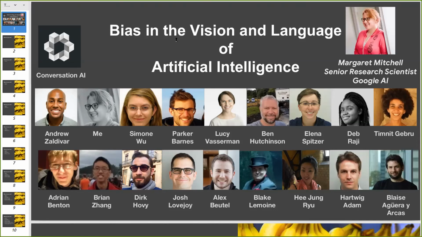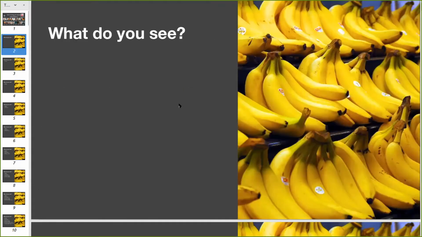So let's get started. Today's lecture is another guest lecture, with Margaret Mitchell, who is a senior research scientist at Google AI. This lecture is all about the bias that we have in data and algorithms. So this is the first slide in the lecture.